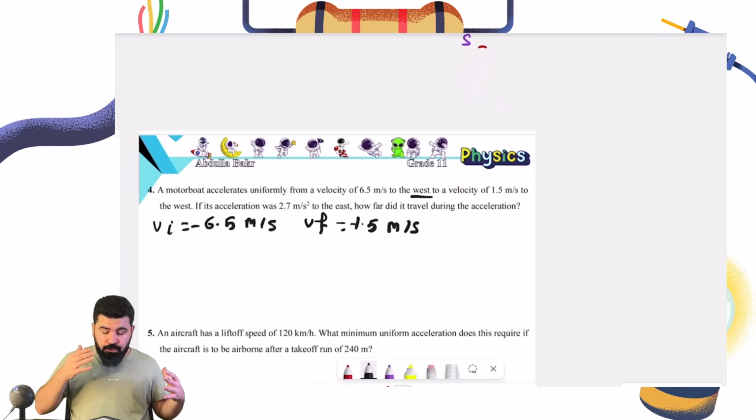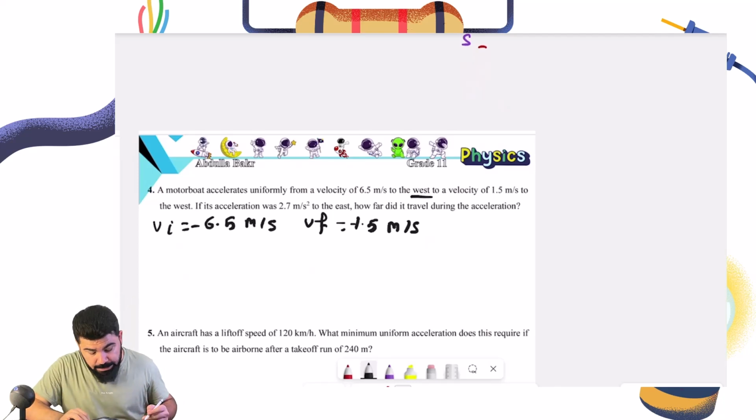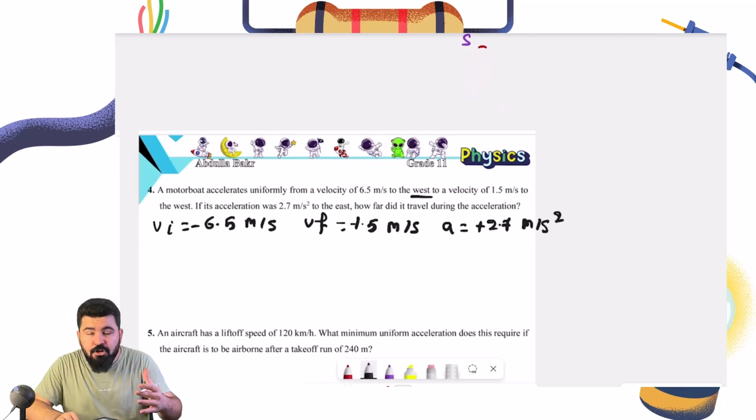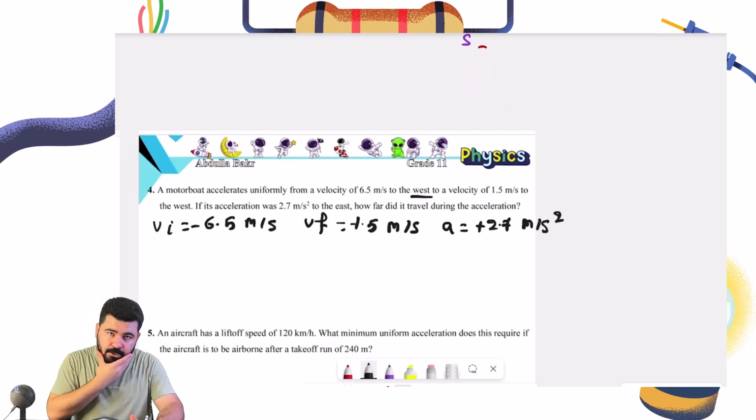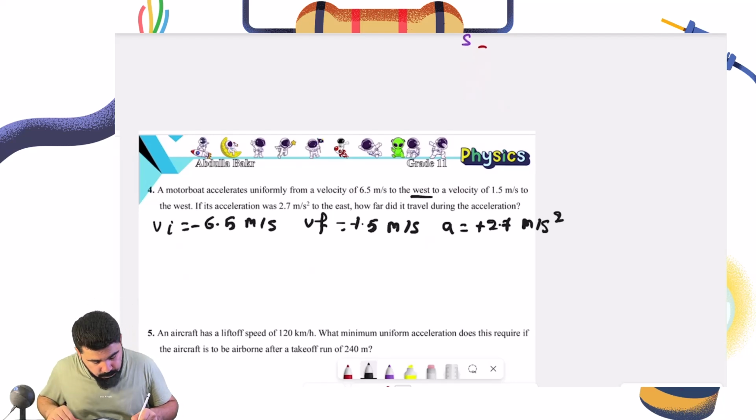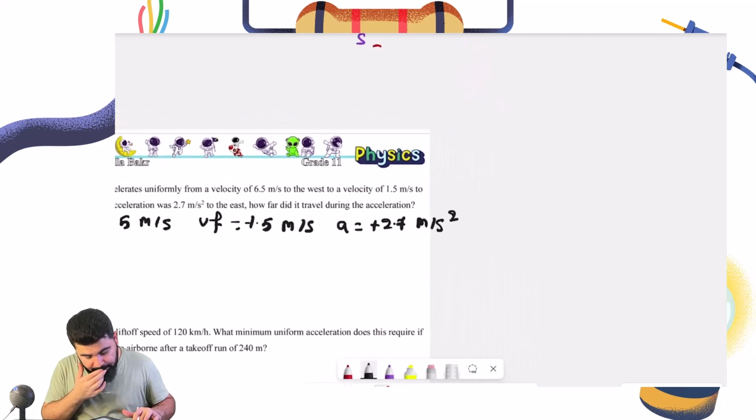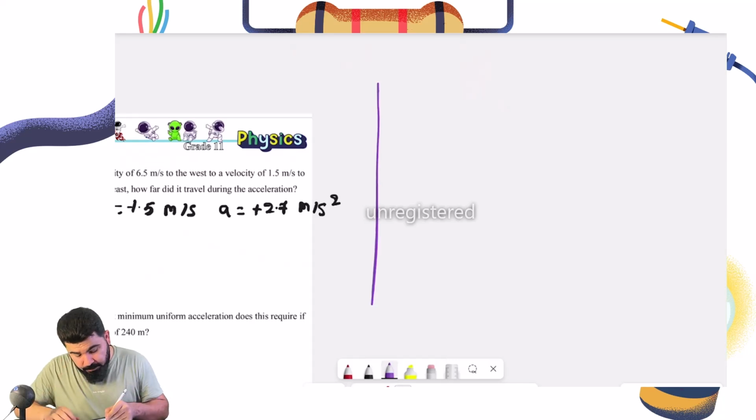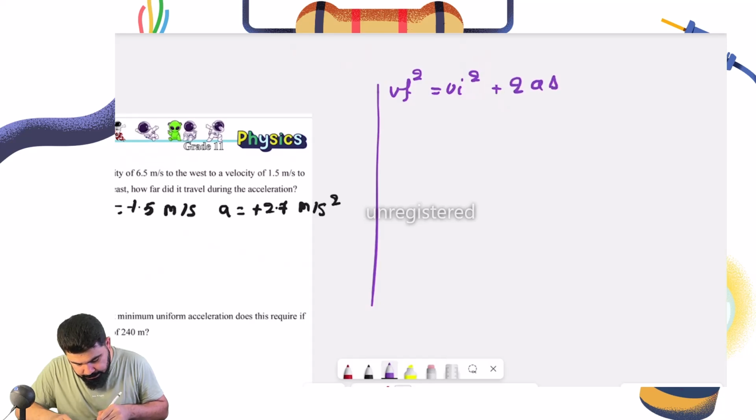It says its acceleration was 2.7 meters per second squared to the east, so acceleration is equal to positive 2.7 meters per second squared. How far did it travel? Whenever you see an expression like this, how far, it means it's asking for delta x. Delta x is equal to what? Now we're going to solve this question. We're going to say v final squared is equal to v initial squared plus 2a delta x.